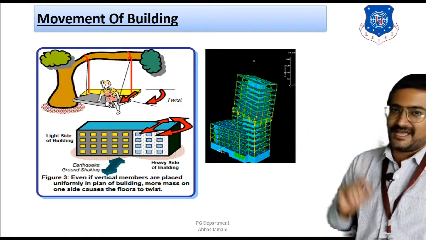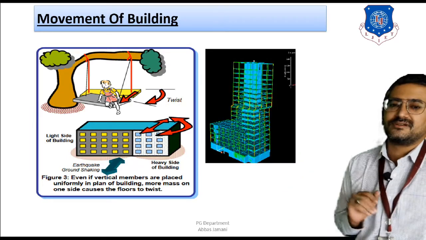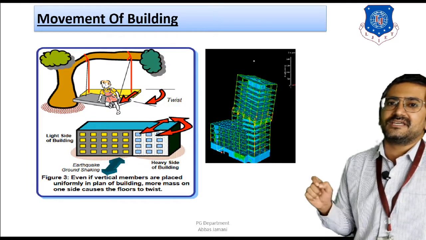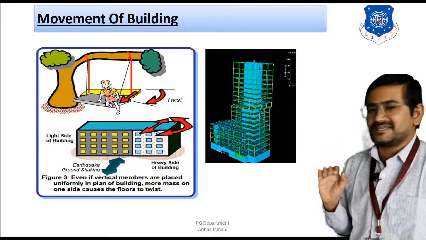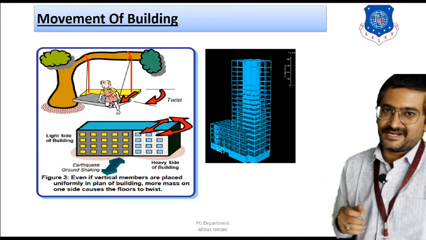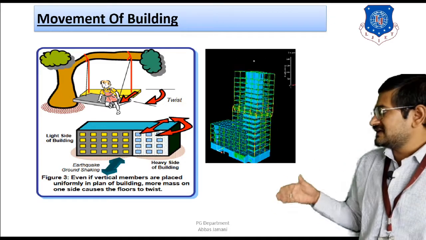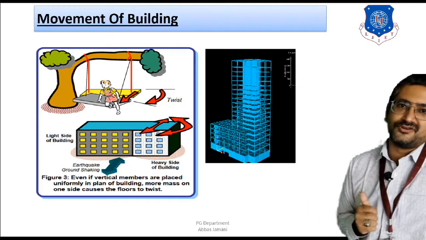And same thing is highlighted by means of animation also, where you can see that for the first floor, the width and the length of the floor is same in both the directions. However, from the fifth floor onwards, there is change in the dimension of the floor. That is, the width of the floor is reduced. So the first four floors are going to have more mass. From the fifth floor onwards, the mass is going to reduce.